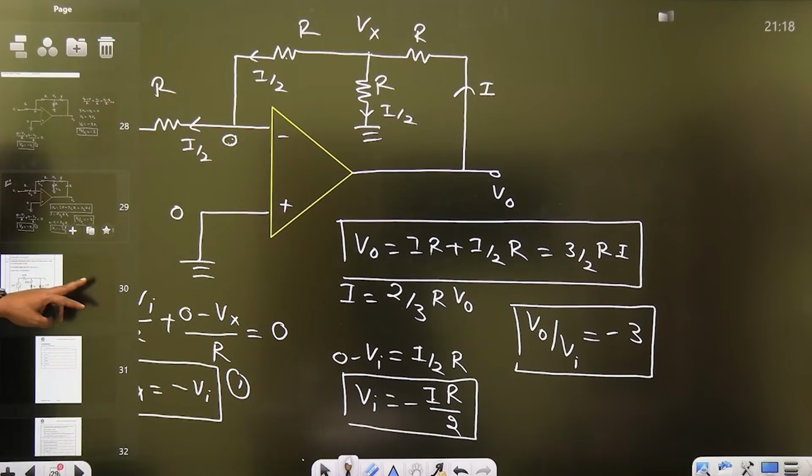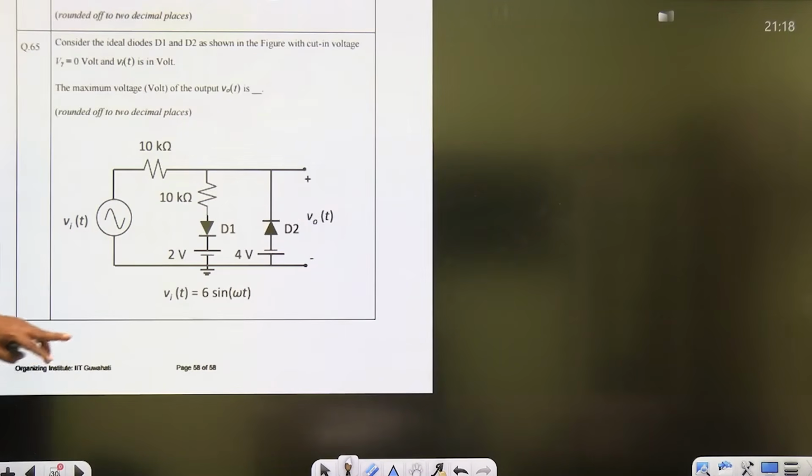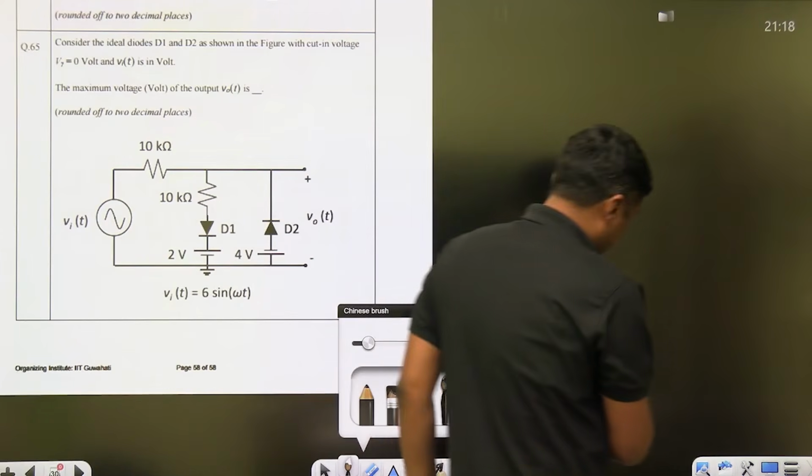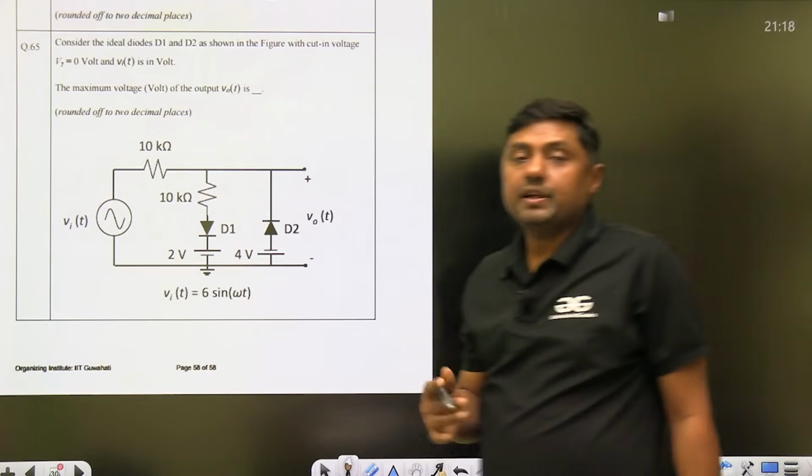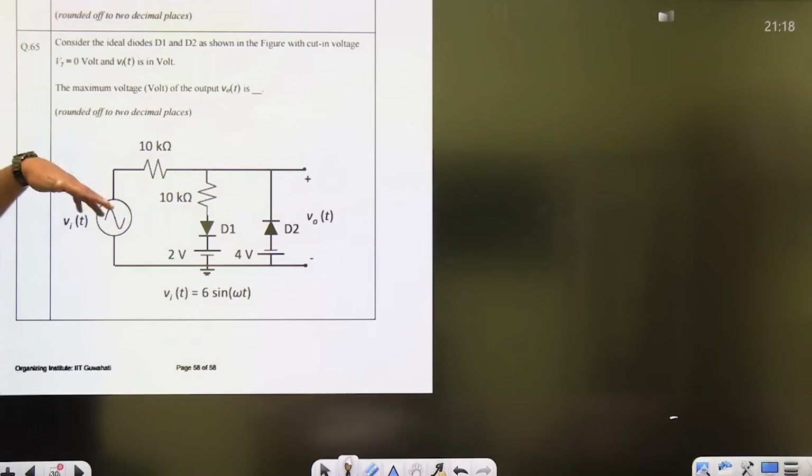Last question from analog, last but not the least, guys, this is a question from clipper. Okay, what is the question here? Already in my practice session I have given, sometimes they will ask the maximum or minimum value. Consider the ideal diodes D1 and D2 as shown in the figure with cut-in voltage V gamma 0 volt and Vi is in volt. Means it is an ideal diode, guys.